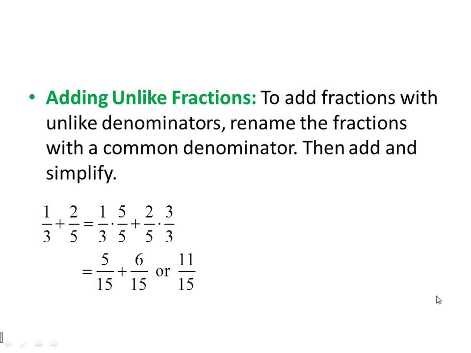To add fractions with unlike denominators, we need to rename the fractions with a common denominator. Then we add and simplify. Okay, so in the first lesson of adding like fractions, remember I kept stressing if they had like denominators? Well, now this is where it's coming into play. Because if a fraction has unlike denominators, I actually can't add it just like it is. So what I have to do is kind of force it into having a common denominator. And to do that, I need to rename my fractions.